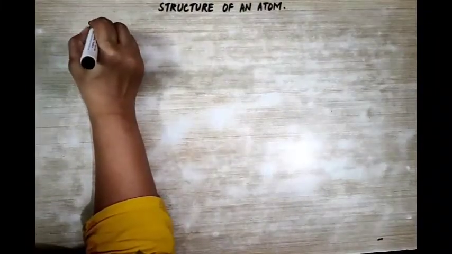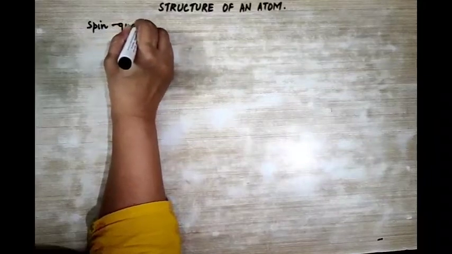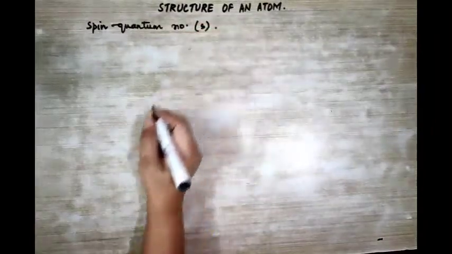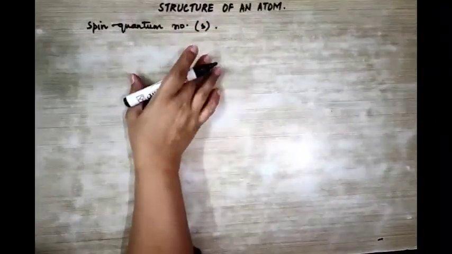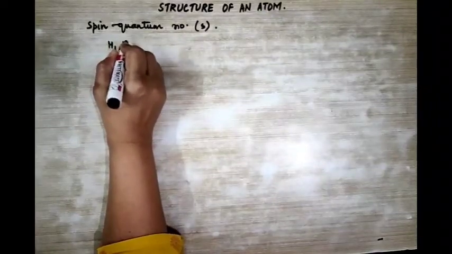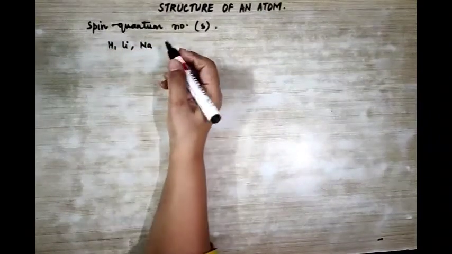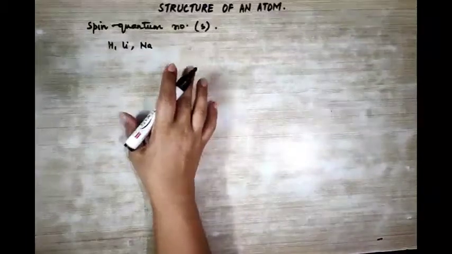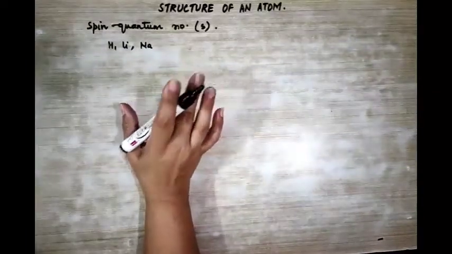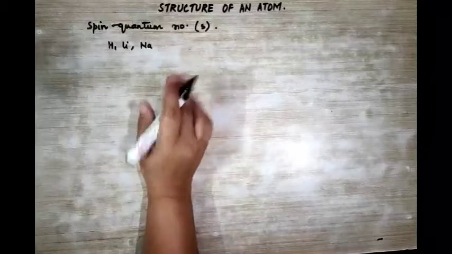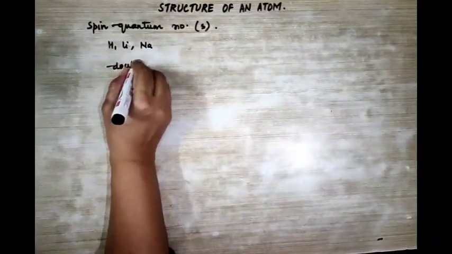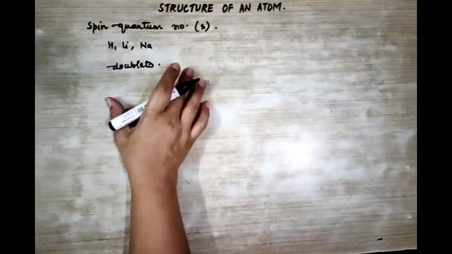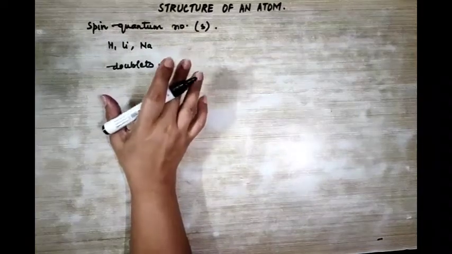Let's talk about now the spin quantum number designated by the alphabet S. So when the spectral lines of hydrogen, lithium and sodium, etc., were observed by means of instruments of high resolving power, each line was found containing a pair of lines which were called doublets.